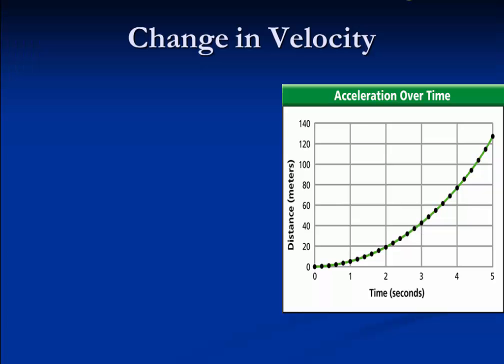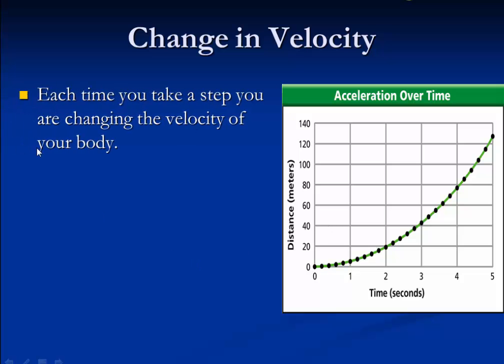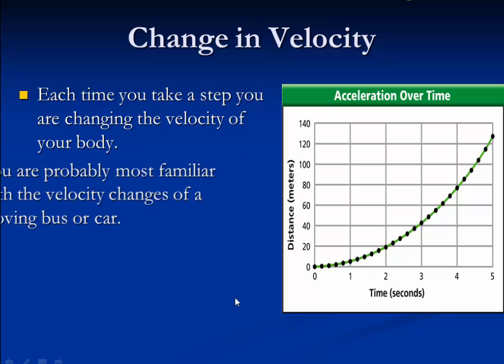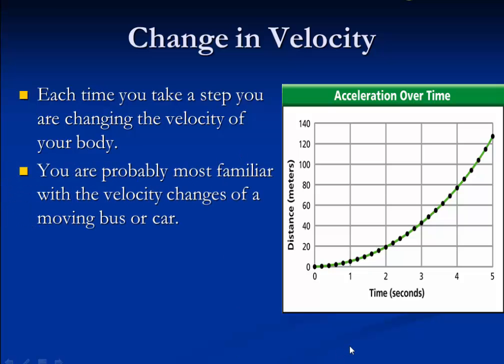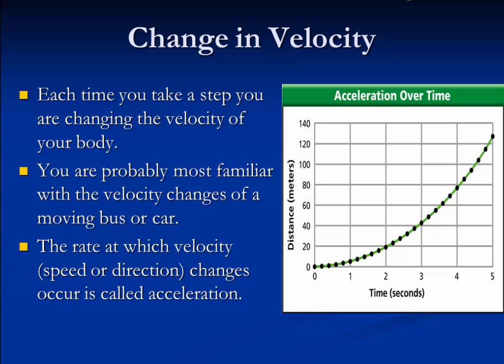So basically, when we look at the change in velocity over time, if you look here we have distance in meters, and then we have time in seconds. As we plot these different points here, we can make a line and show that there is an increase in velocity over time. Each time you take a step, you are changing the velocity of your body. You're probably most familiar with the velocity change of moving buses or cars, as you're driving and you're increasing that speed. The rate at which velocity, or speed, or direction changes occurs is called acceleration.